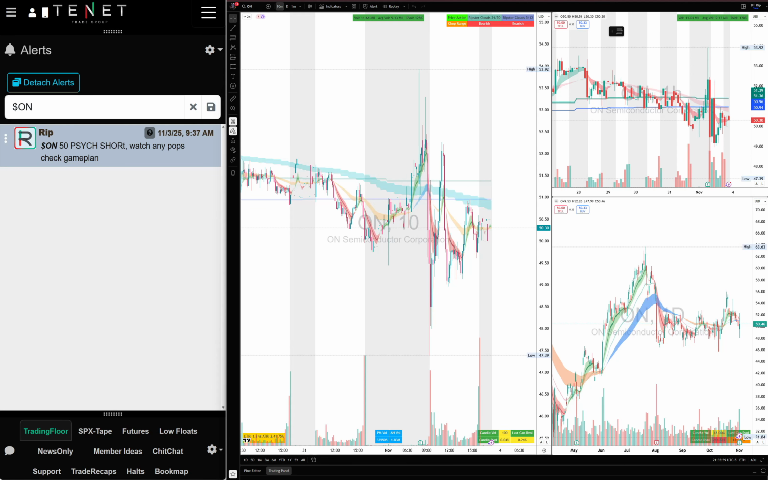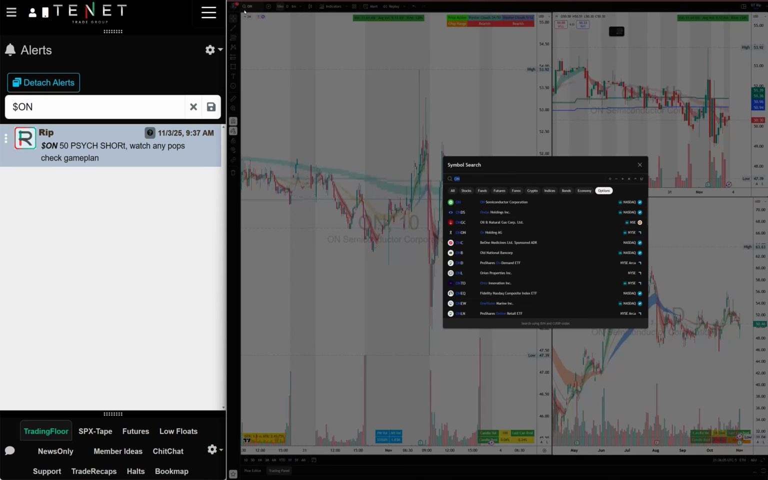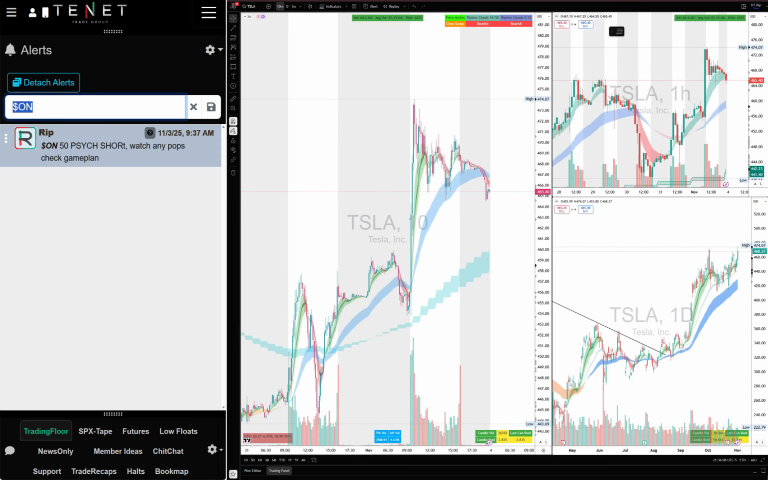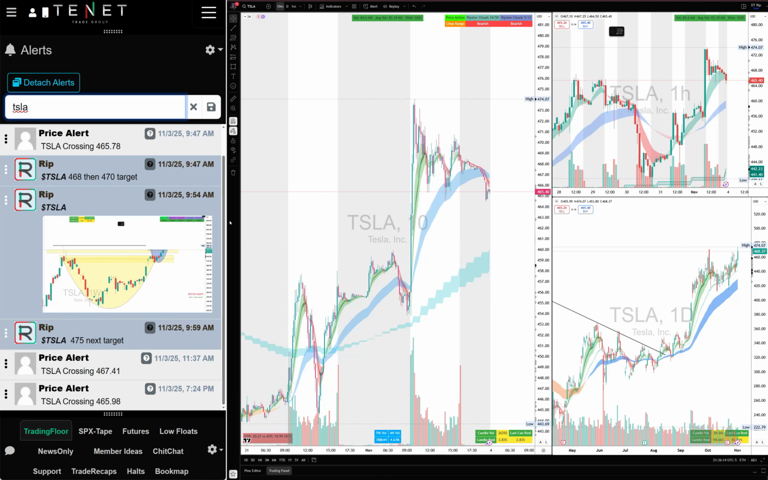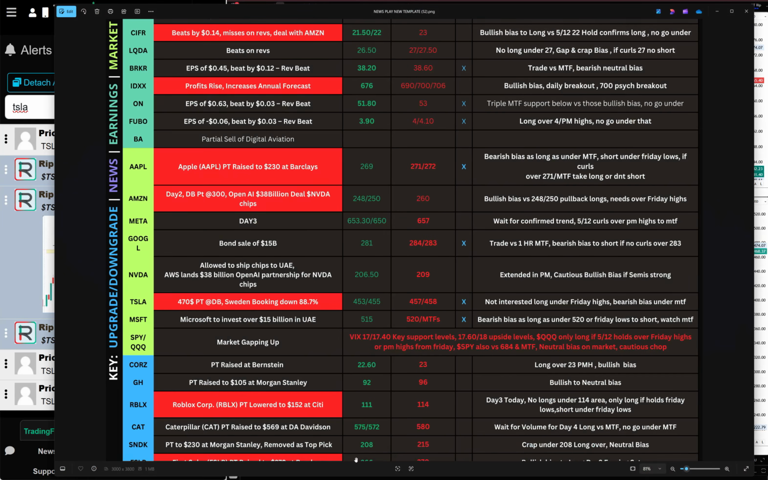All right, so let's look at some other things here. There were many other good trades in the community. Tesla was a beautiful long winner here. Tesla has been running against the market for some time now. I gave the target of 468 in the morning and then 470. We hit 468. It was on the pre-market planning right here.